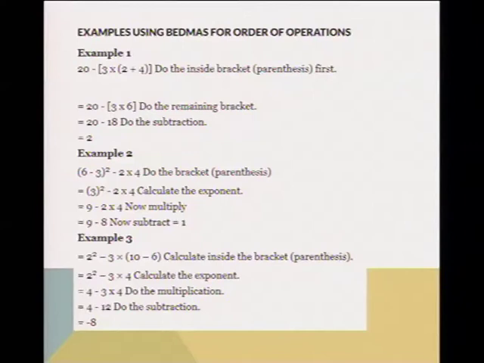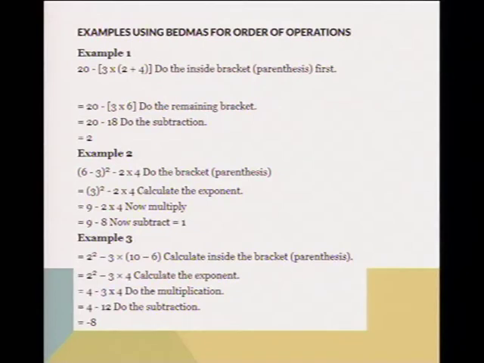In example 2, we have an exponent. Okay? And we also have brackets. First you have to solve the bracket. 6 minus 3, you get 3. Then you have 3 to the power of 2. That 2 there, up there, is the exponent. So you have to solve it. 3 to the power of 2 will give you 9.